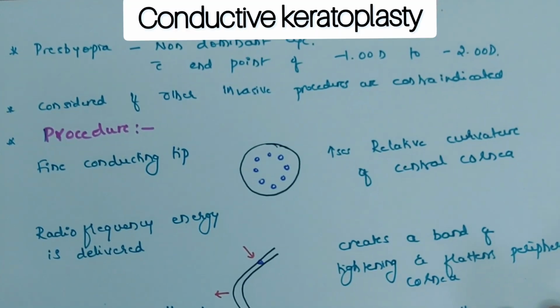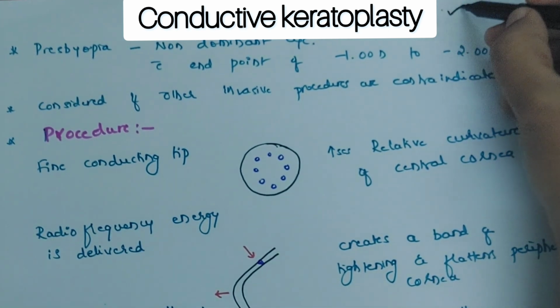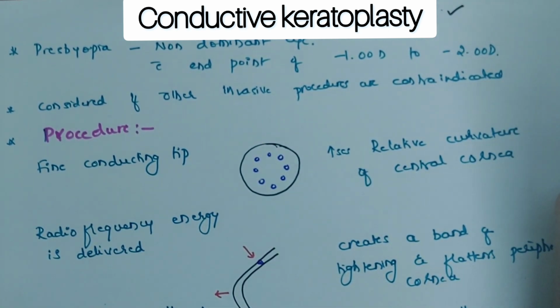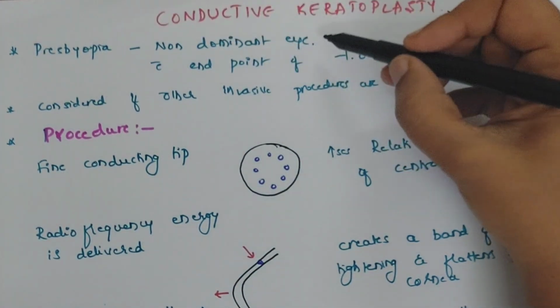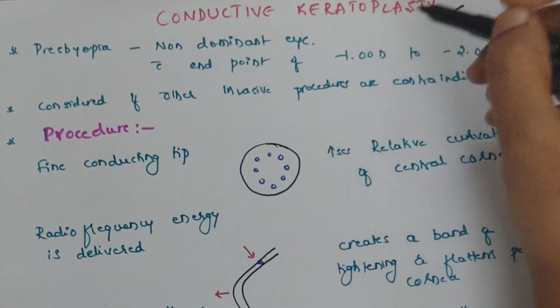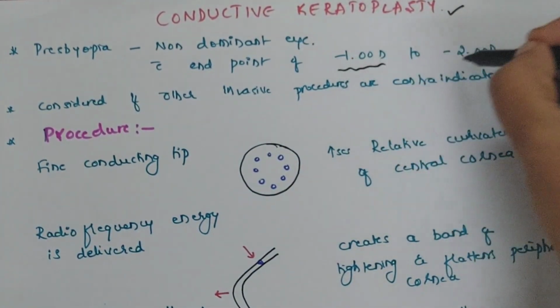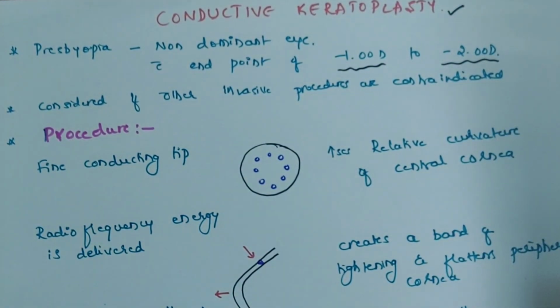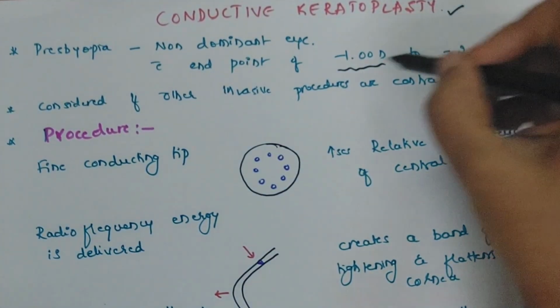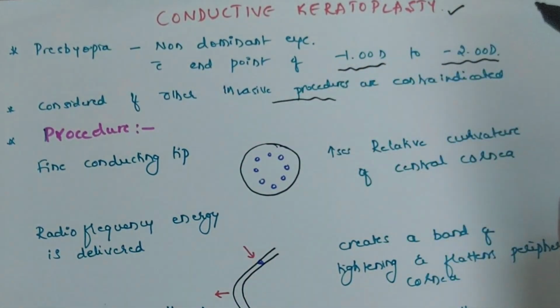Now moving on to the cornea based surgeries, which are non-accommodating type. In that, first we have conductive keratoplasty. It is done for presbyopia on the non-dominant eye with the endpoint of achieving again minus 1 to minus 2 diopters of myopia. So this is considered when other invasive procedures for presbyopic correction are contraindicated.